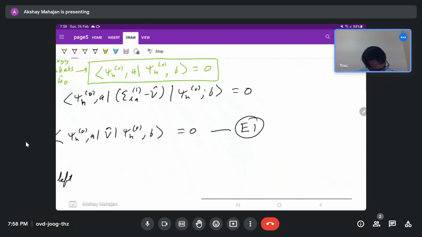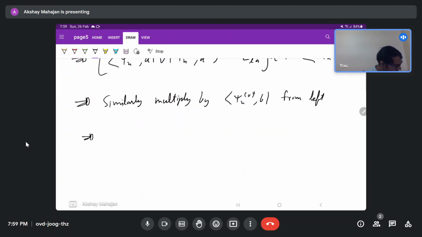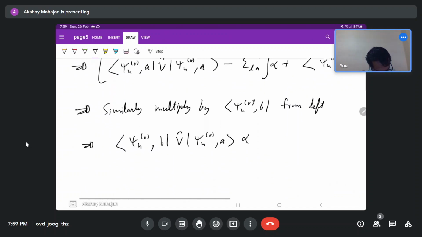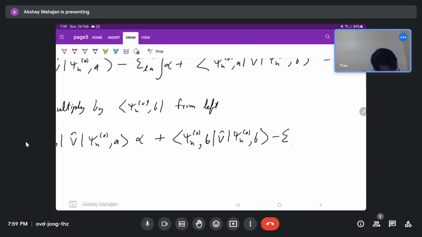And this is going to be our equation number E1. And similarly, just by solving this, we get another equation that will be equal to psi n of 0th order, comma A, comma B, B cap psi n of the 0th order, comma A, times alpha, plus psi n of the 0th order, comma B, b cap, psi n of the 0th order, comma B, minus epsilon n of the first order correction times beta equals 0.